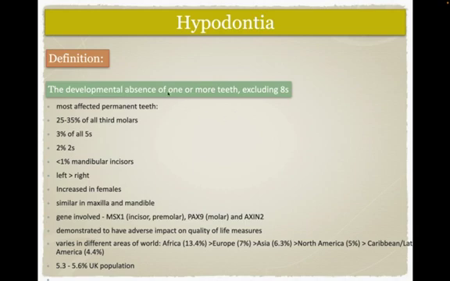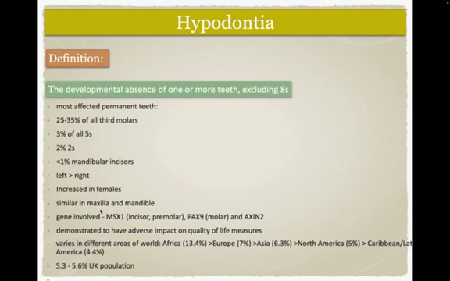So if we're going to define it, we call hypodontia a developmental absence of 1 or more teeth, excluding the 8s. It's mostly affecting the permanent teeth, 20 to 30% of the cases of the third molar, 3% of the missing 5s, 2% missing lateral incisors. So it's more often to see a missing lower 5 compared to the upper laterals. And then you have the mandibular incisors, which is less than 1%. The left side is affected more than the right side. Females again are affected more than males.